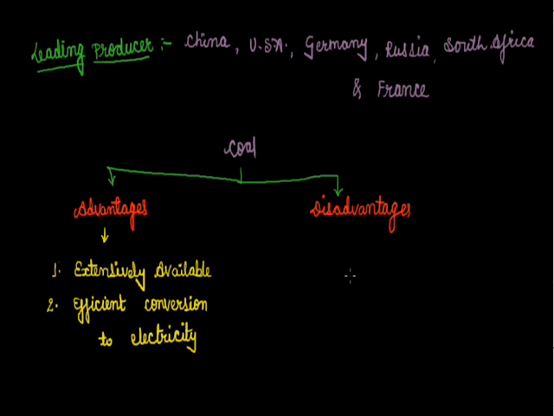But it also has some disadvantages, like it is a polluting source. It increases pollution because when coal is used in industries, it releases carbon. That's why it increases pollution, and it is also bulky to transport.